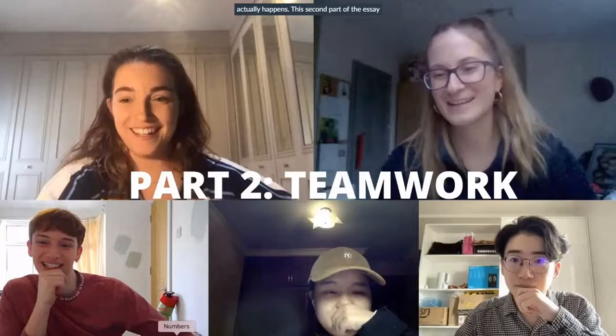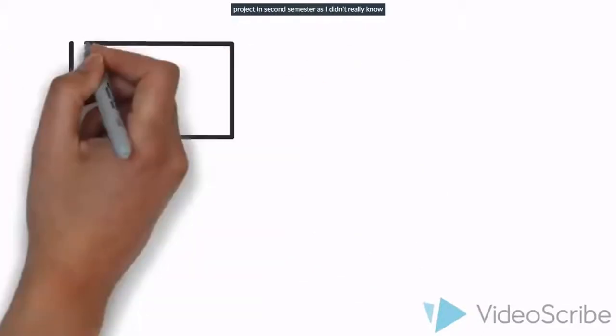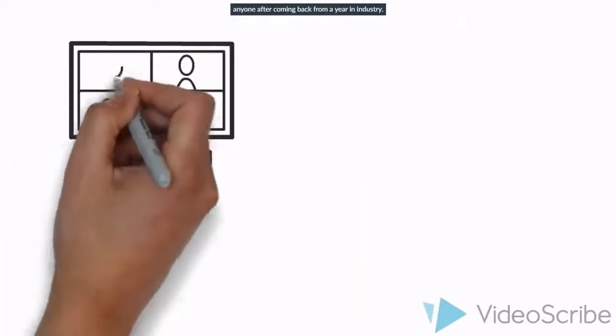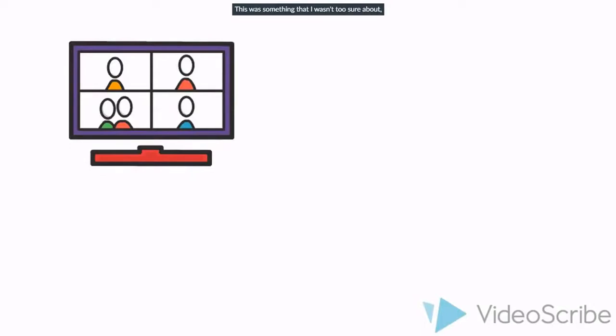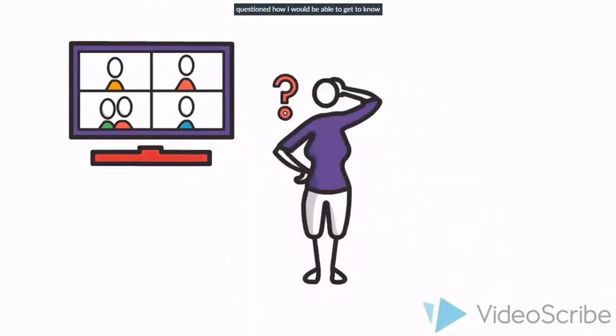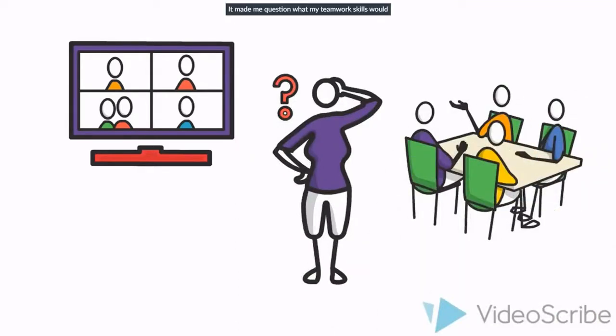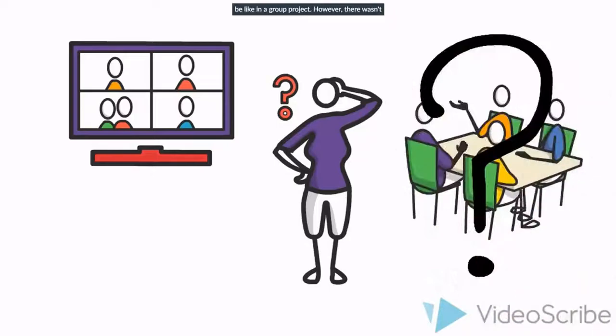This second part of the essay will discuss how my teamwork skills have developed within this module. At the beginning of this module, I was concerned about the group project in second semester as I didn't really know anyone after coming back from a year in industry. This was something that I wasn't too sure about, as I knew the year would start off online, so I questioned how I would be able to get to know people, as it made it harder to interact with them. It made me question what my teamwork skills would be like in a group project.